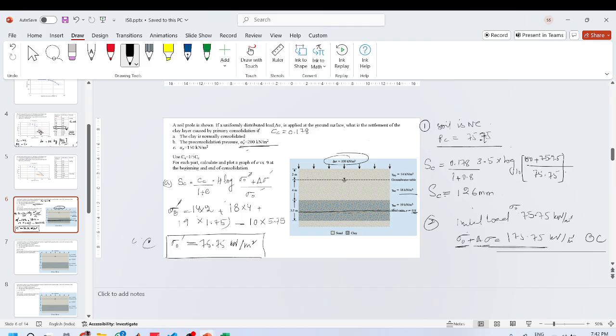From sigma naught to sigma naught plus delta sigma, I will still have an OC soil. So I will have SC equal to, yes, simply have to divide this by 5. This will be 126 over 5, 25.2 mm.